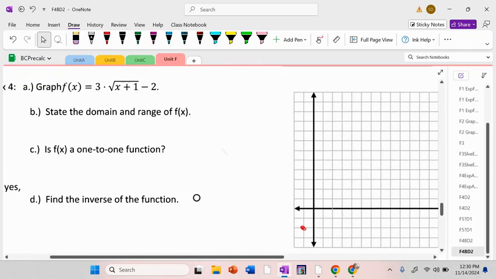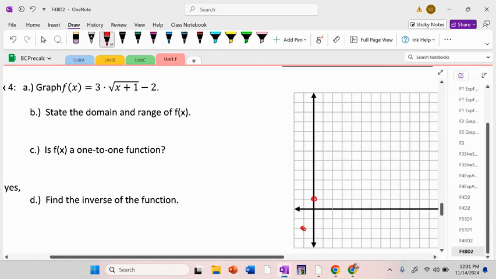What's the square root of 1? 1 times 3? 3 minus 2? So 0, 1. Next nice one would be 3. Why? 3 plus 1 is what? Square root of 4, 2. 2 times 3, what? 6 minus 2, what? So I plugged in 3, and I got 4, right? Is that right? Yeah? And then maybe one more.